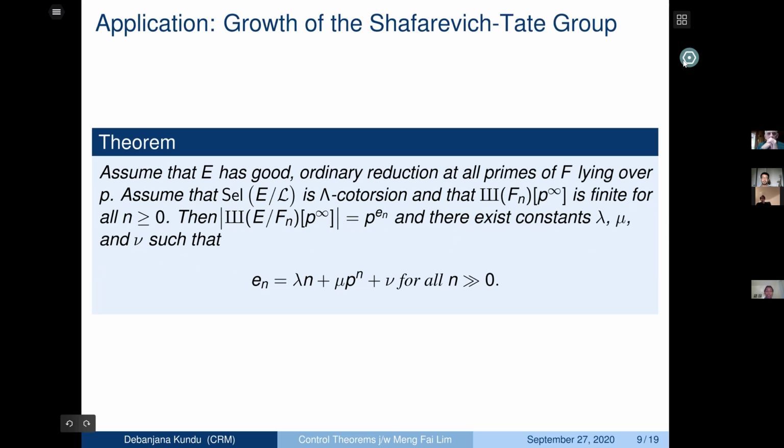A very interesting corollary of that theorem is that you can actually show how the Shafarevich-Tate group grows as you go up the tower. If you assume the finiteness of Sha for a number field, there's a precise growth formula that you can give. The constants lambda and mu are non-negative integers. If you go high enough up in a tower, this tells you exactly what the size of the Shafarevich-Tate group is.